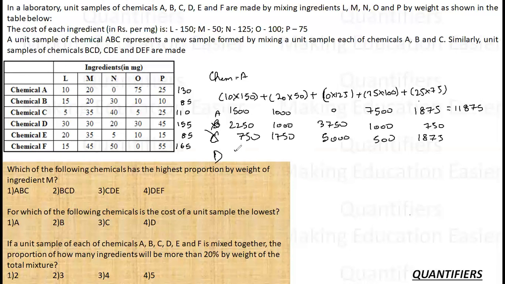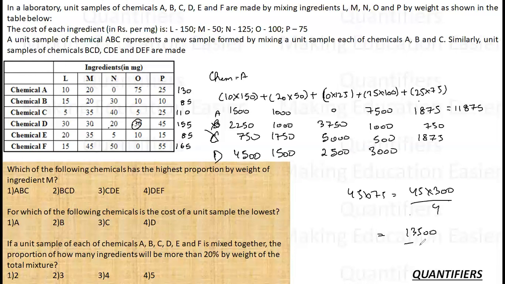30 into 150 is 4500. A good number to start with. 30 into 50 is 1500, so the cost is 6000 up to now. 20 into 125 is 2500. Fine. 30 into 100 is 3000, definitely good. And 45 into 75. Now, how do I calculate 45 into 75 quickly? 75 into 75 is 300 by 4. So it can be written as 45 into 300 by 4. Okay. So it is nothing but 13500 by 4.